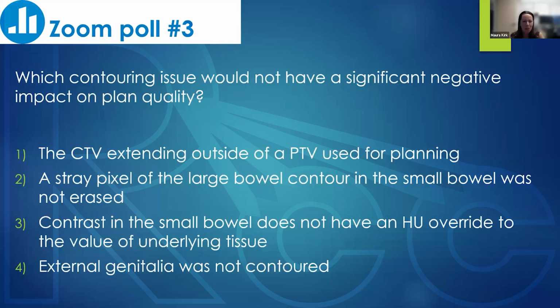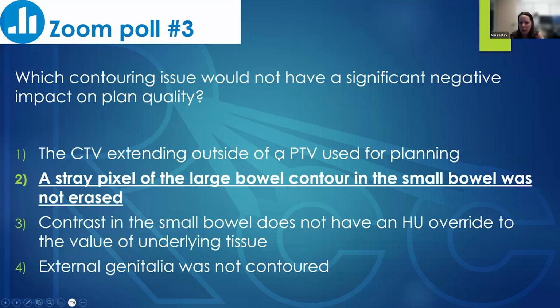I think maybe my use of a negative here is confusing. Three of these things have a significant impact on plan quality. A CTV extending outside of the PTV does have a significant impact. Contrast in the small bowel that does not have an HU override would also have a significant impact. And external genitalia that's not contoured can also have a significant impact on the plan quality. If you have a stray pixel of an OAR within a similar OAR, that probably does not have as big of an impact on plan quality.